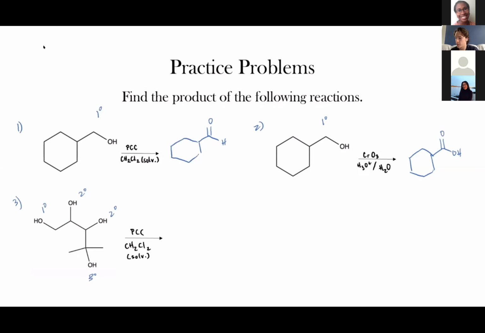Weak. And so our primary alcohol should turn into what? An aldehyde. And our secondary alcohol should be a ketone. And our tertiary stays the same. Good.